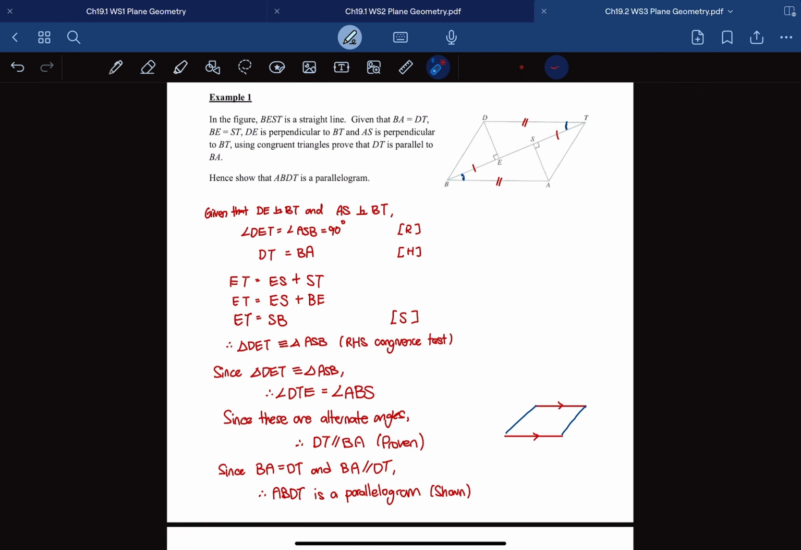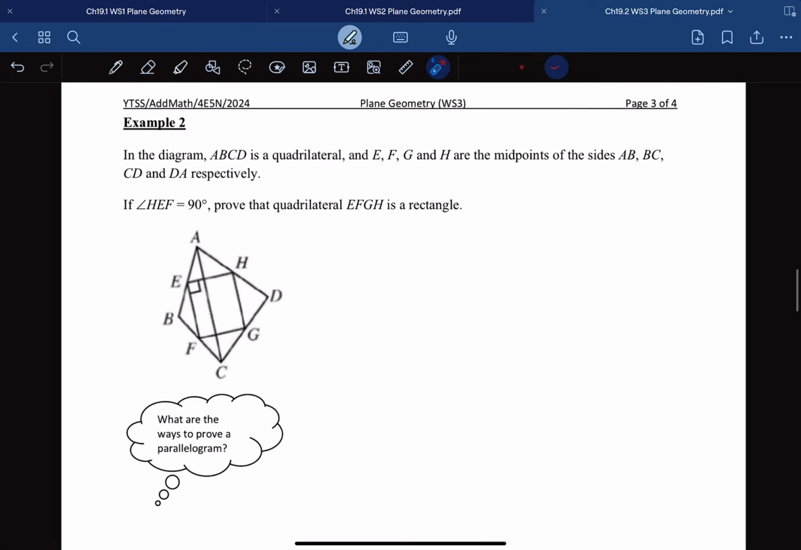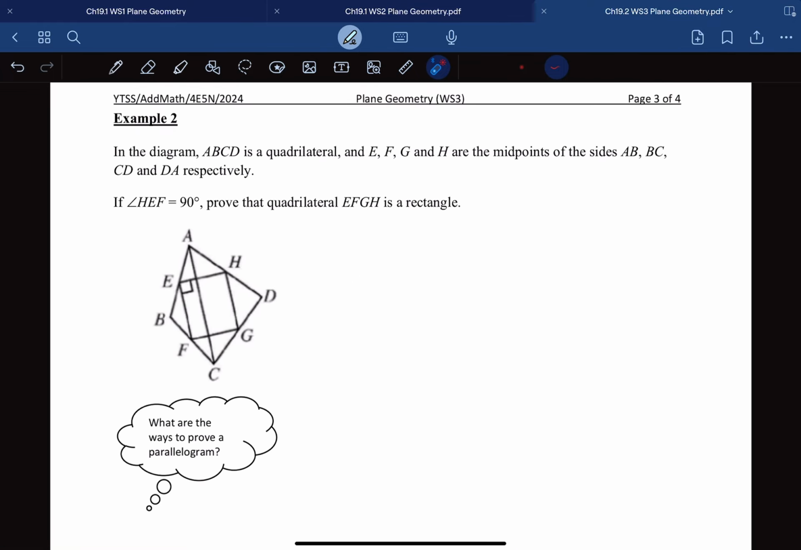Okay, let's look at example 2 now. For example 2, I'm given this quadrilateral over here. E, F, G, H are midpoints of these sides respectively, and this angle is given to be 90 degrees. Prove that EFGH is a rectangle.